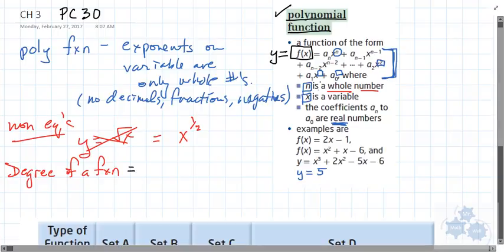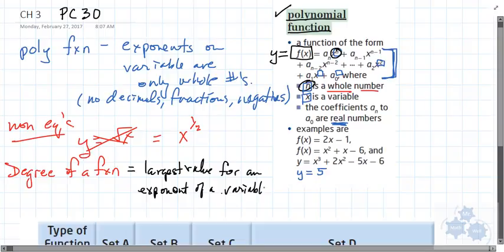Okay, it's to the power of n. Technically you're right, because in this definition, n is the largest value of the exponent. So that's what it is. The degree of a function is the largest value for an exponent of a variable, if I can put it that way. So the largest value for an exponent of a variable.